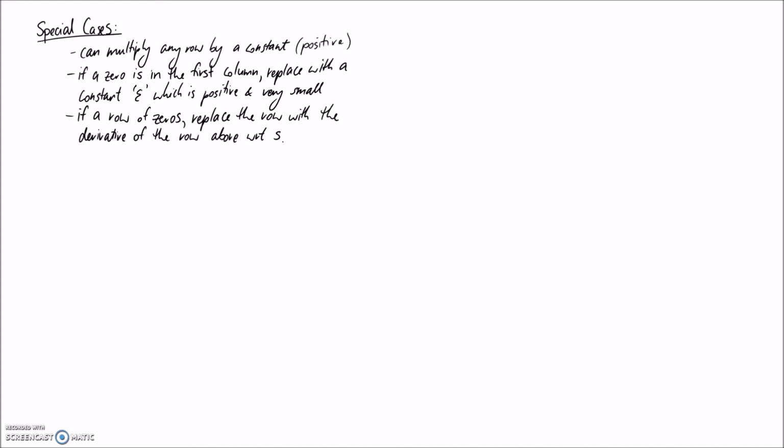And the last special case is if you get a row of zeros, you can replace the row with the derivative of the row above with respect to S. So again, there'll be an example of that in the other videos if you want to see that special case. Otherwise, that's all there is for the recap theory, and I hope to see you in the videos of the examples.